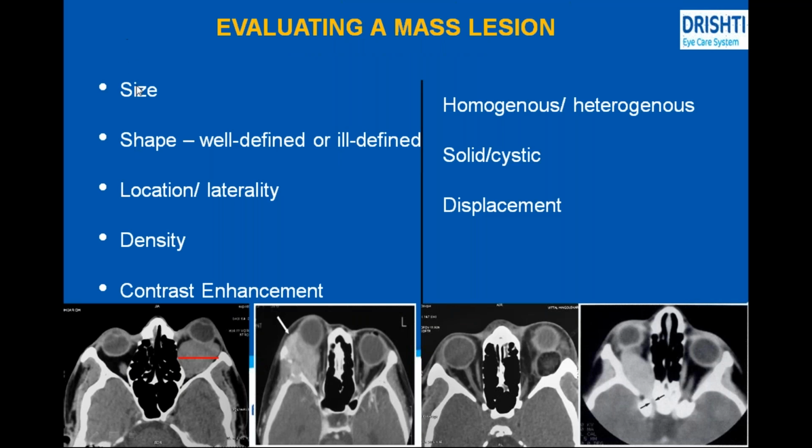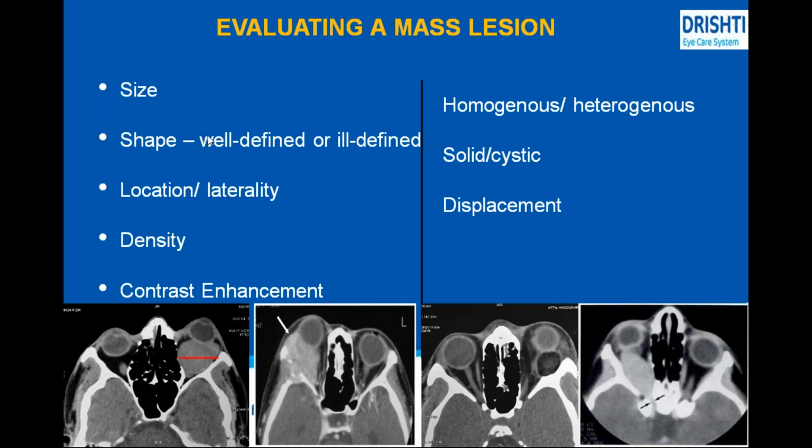So size, how to know the size? If you see this mass, a big mass over there, this red line is measuring from anterior to posterior, the horizontal measurement of this mass. In this way, in the report, you will get the total measurement of the mass. So the size of the mass can be seen, how big it is.